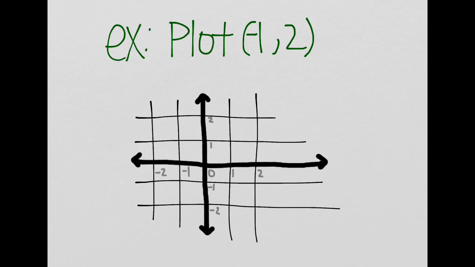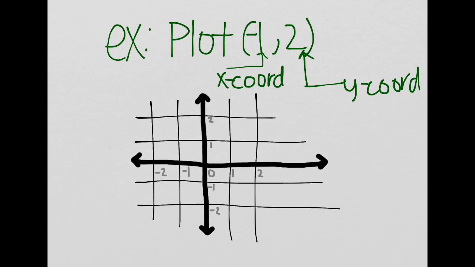-1, comma 2. Okay? Well, we know that this is the x-coordinate, right? And this is the y-coordinate. So x is -1. So we know that x is -1. So, okay, so we have our first point. And we know that y is 2. Okay? So we know that x has to be on this line and y has to be on this line. So the intersection is right here. So the point -1, comma 2 is this point right here.